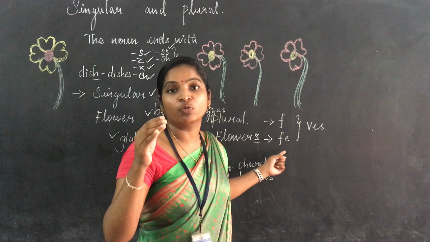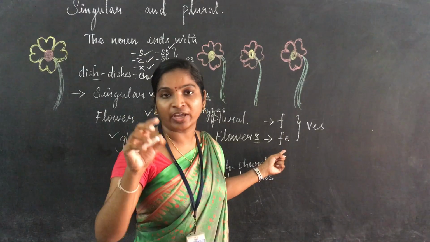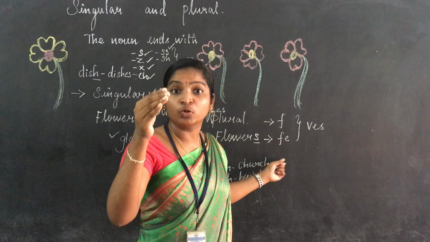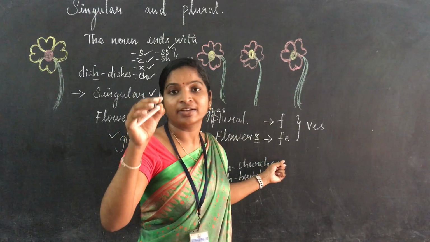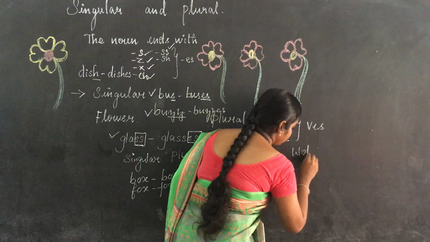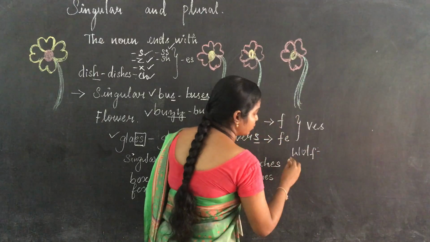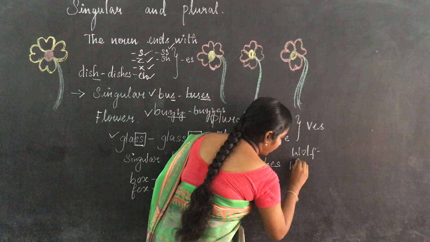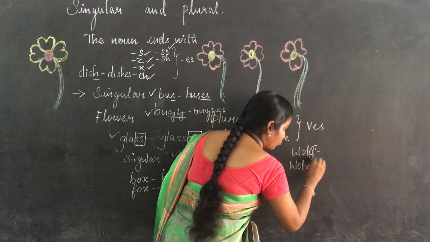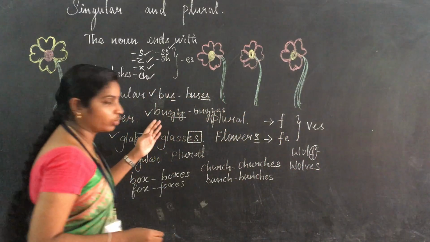Okay, for example, wolf, W-O-L-F. In that we have to remove that f and then add ves. Here you just see how we have to change: wolves.